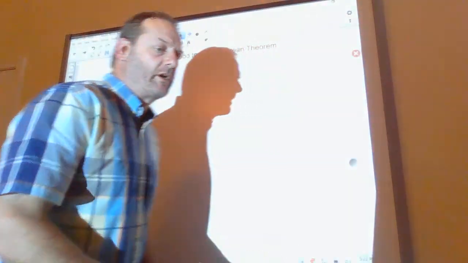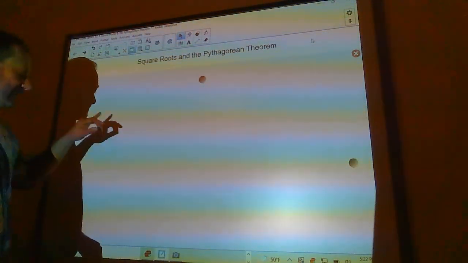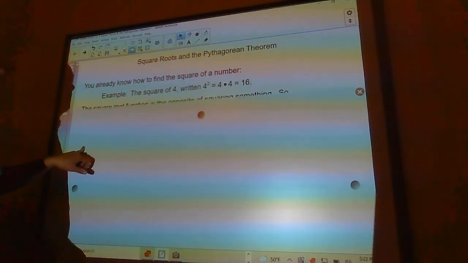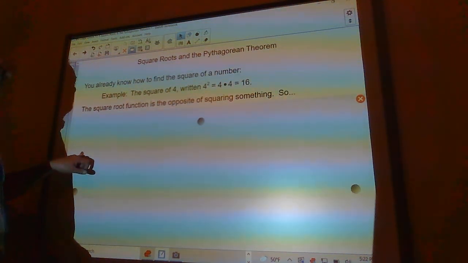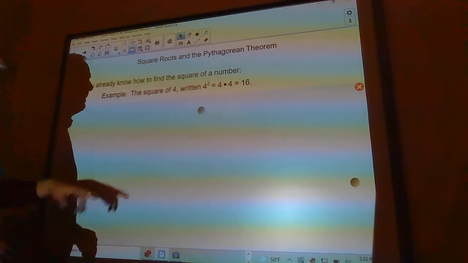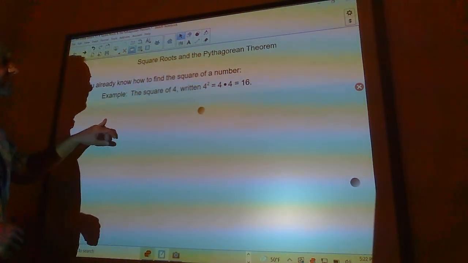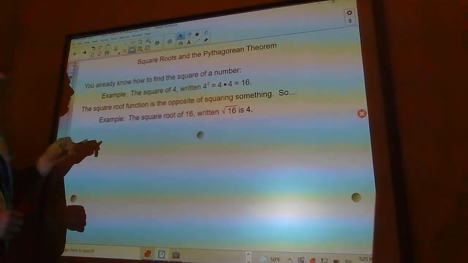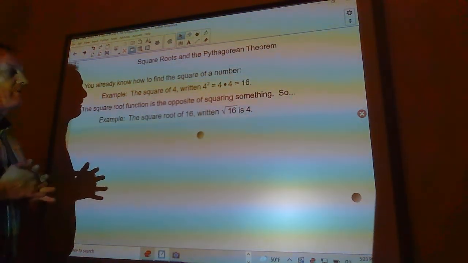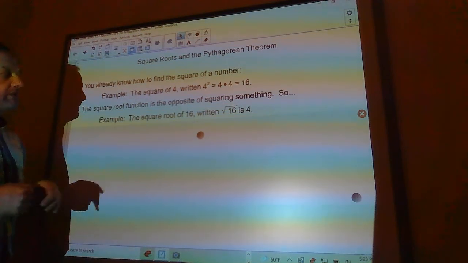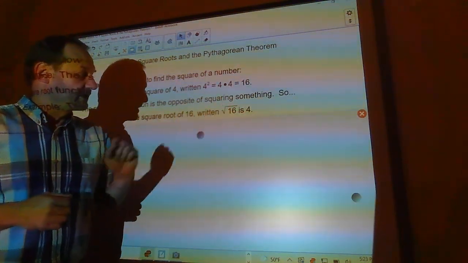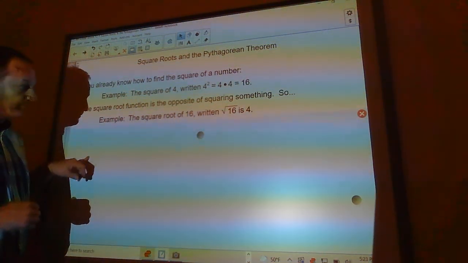Hello everybody, today we are here to talk about square roots in the Pythagorean Theorem. So, you already know how to find the square of a number. The square of 4, written 4 to the second power, is equal to 4 times 4, which is 16. Okay, so piece of cake. The square root is the opposite of squaring something. So, the square root of 16, written like this, the square root of 16 is 4.